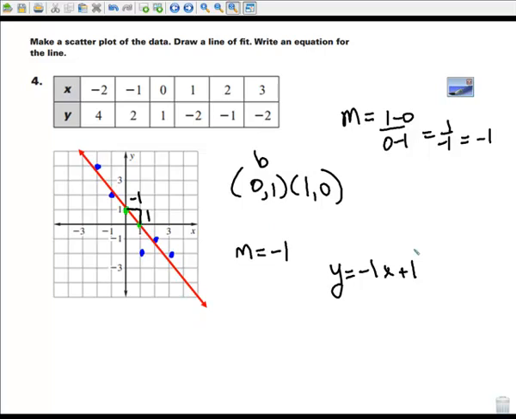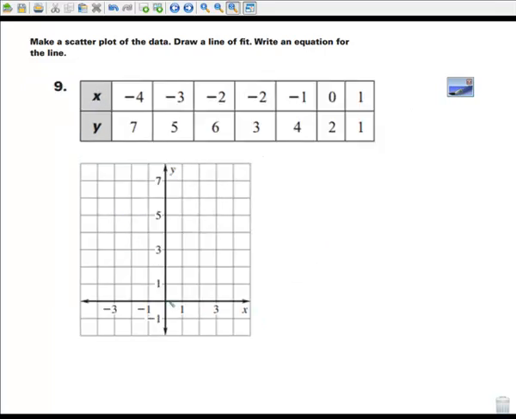Let's try another set of data. We have (-4, 7), (-3, 5), (-2, 6), (-2, -3), (-2, I guess +3), (-1, 4), (0, 2), and (1, 1).